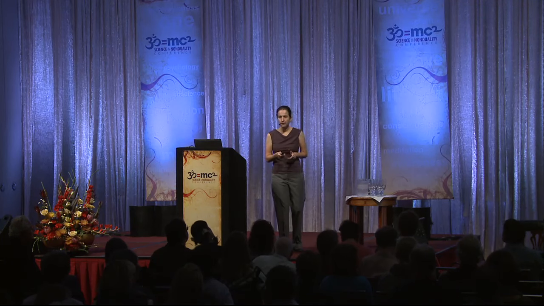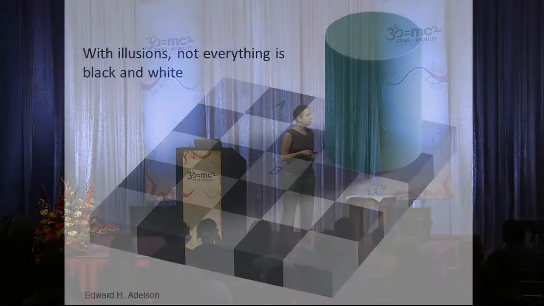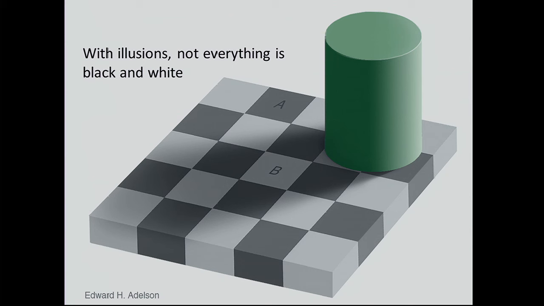One thing to keep present is that for the brain, most of what we perceive is quite relative. It depends on the context in which it is presented. So even with brightness illusions, not everything is black and white. In fact, it's quite the opposite. Take this checkerboard, A and B. They look very different, as dark gray and light gray. In fact, if we suppress the context, we see that they're exactly the same shade of gray.